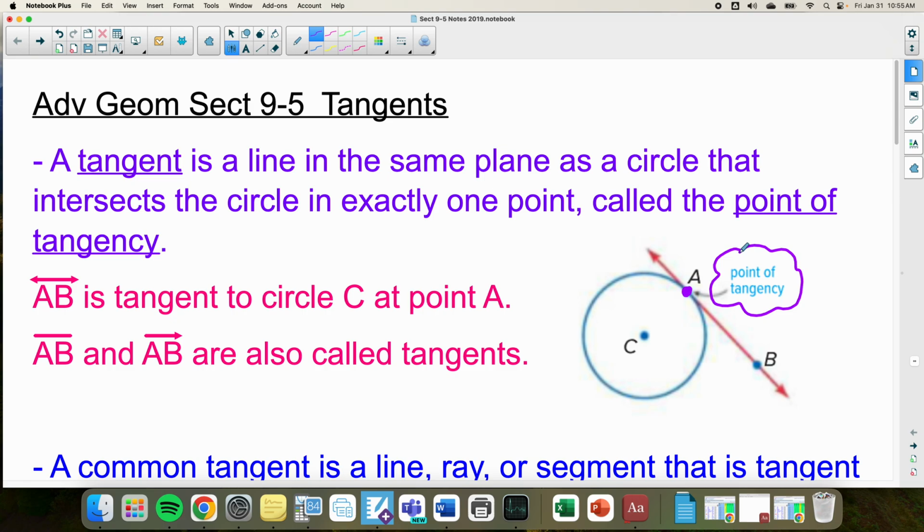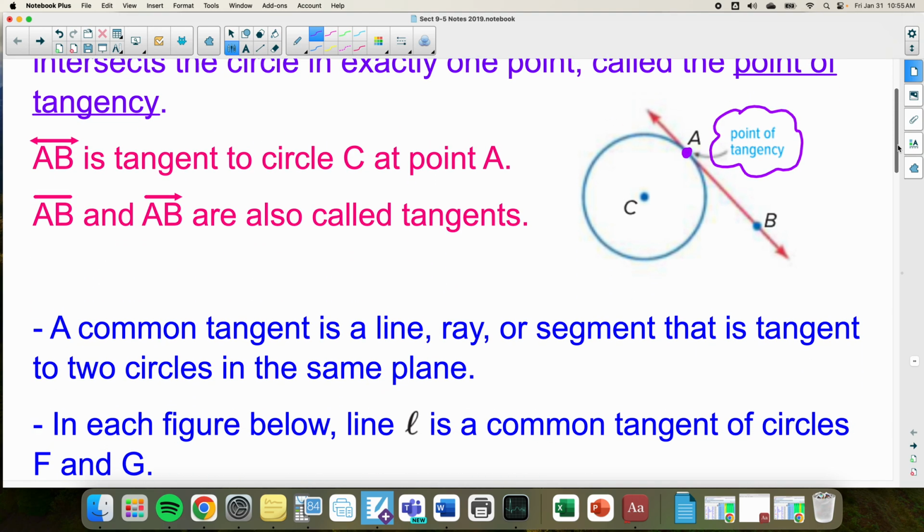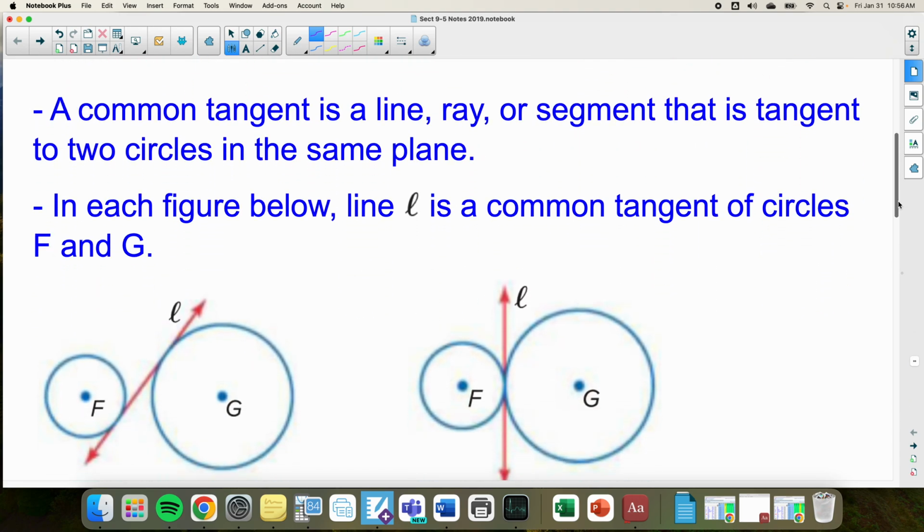Oh, I see what you're asking. Yeah, I never thought of that. No, it doesn't actually. So, AB is tangent to the circle at point A, and it can be a segment, or it can be a ray, or it can be a line. So for something to be a tangent, don't think it has to have arrows on it, okay?